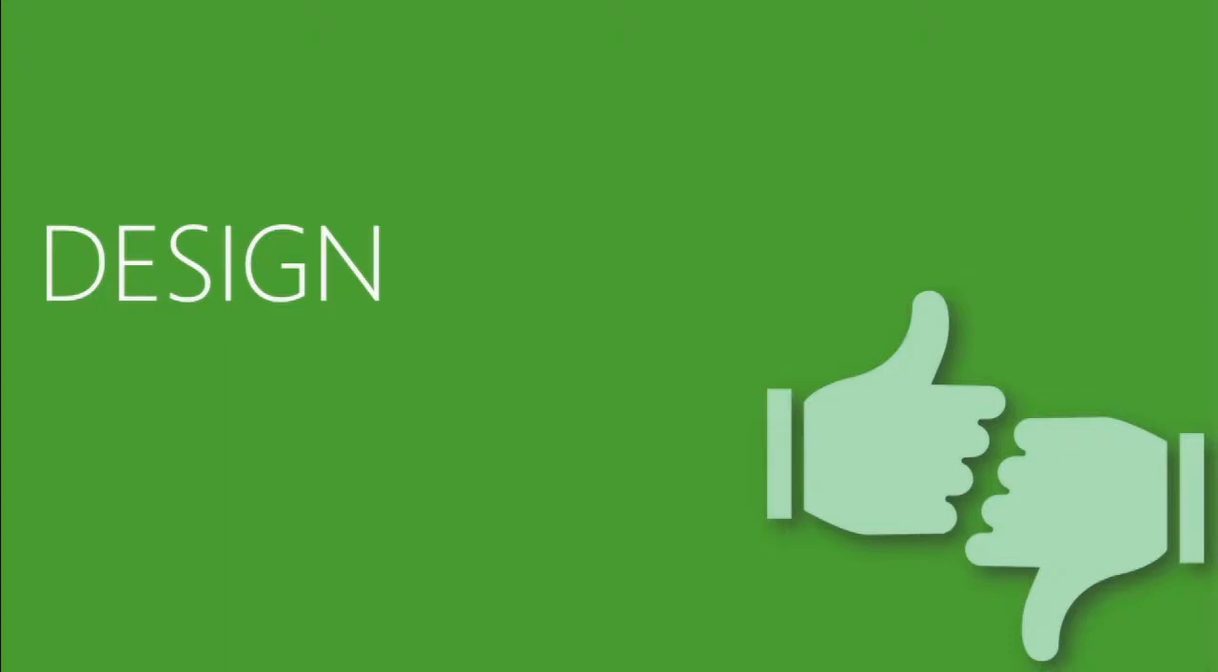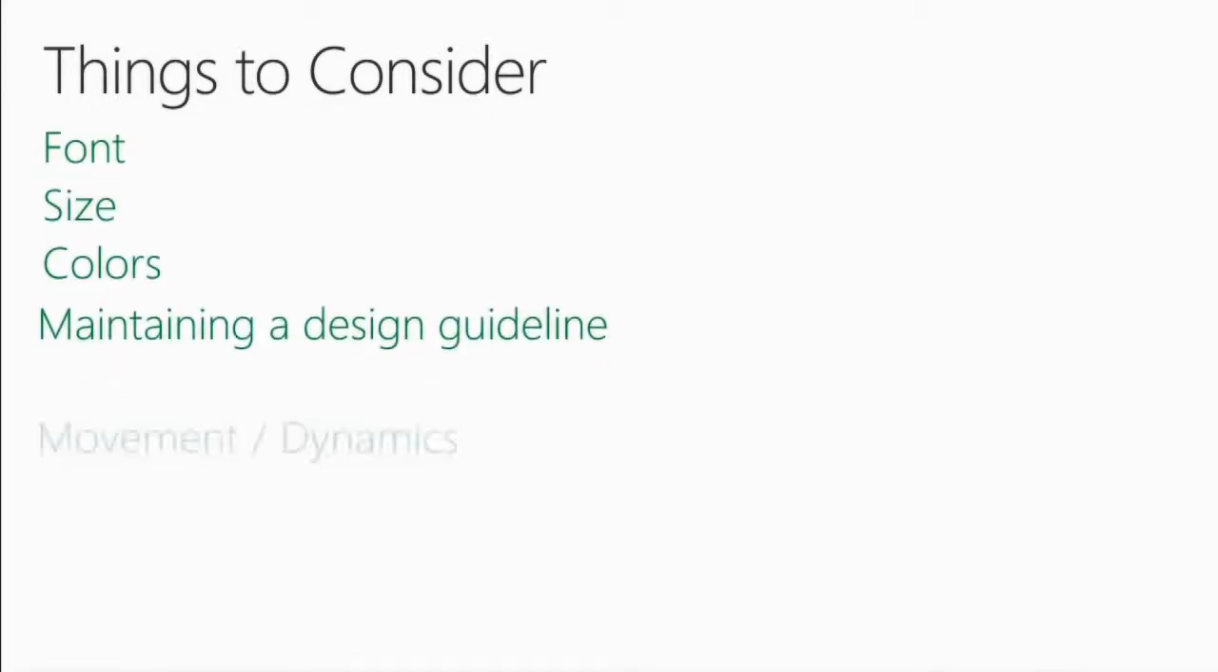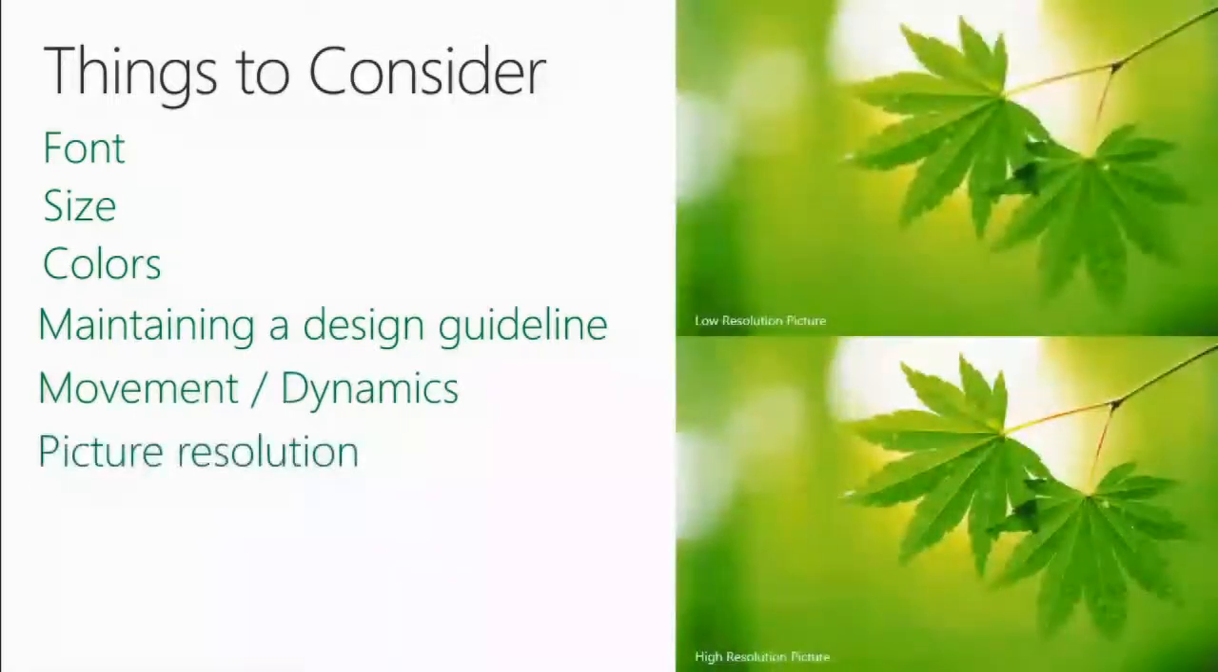All right, so you do have some things to consider here. It's the font, the size, the colors, maintaining the design guideline. Do you want to have movement or dynamic in your picture? And of course, the picture resolution, which is really important. So that's just an example of the pictures that you can see, of course, taken with a high resolution camera and a low resolution camera.